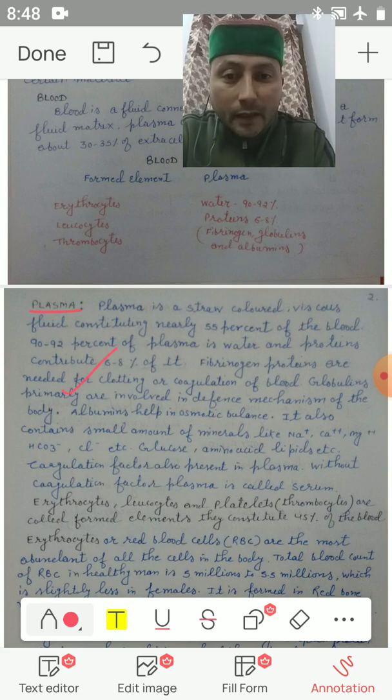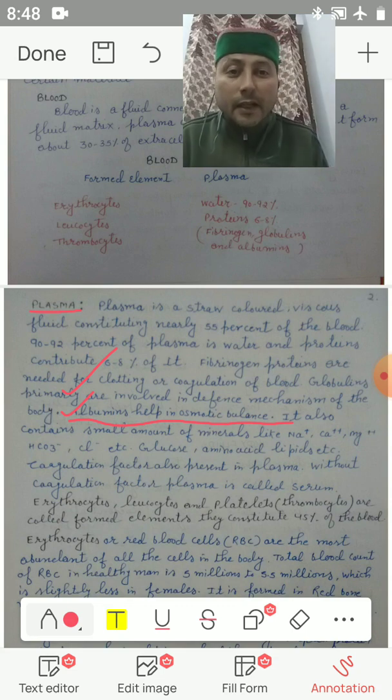You can see here, these are the albumins. Albumin helps in osmotic balance. It means there should be osmotic concentration, a water and ionic balance in the body, which is called osmotic concentration, and that is regulated by this albumin part of the plasma.